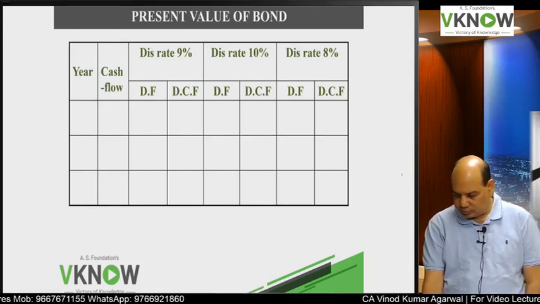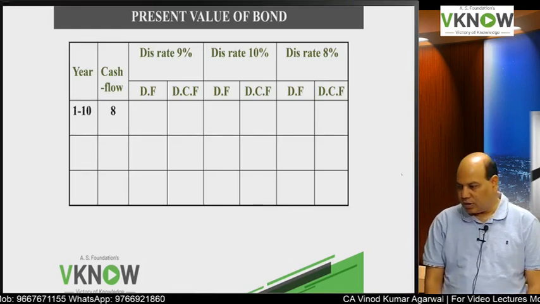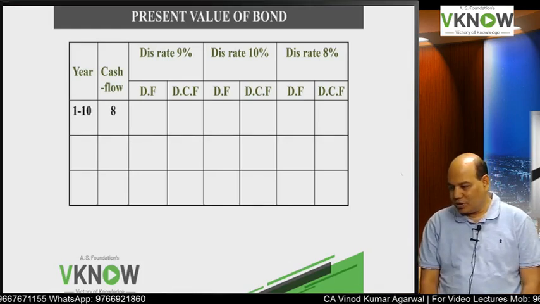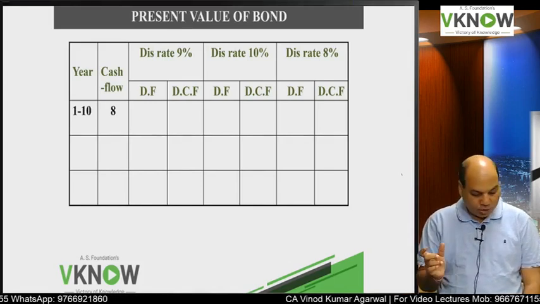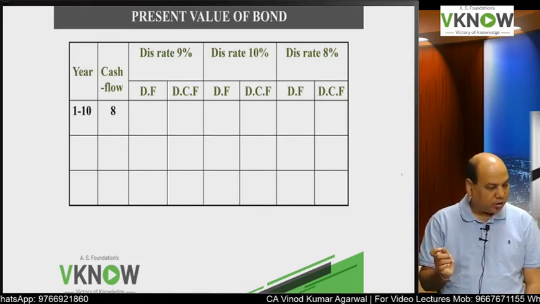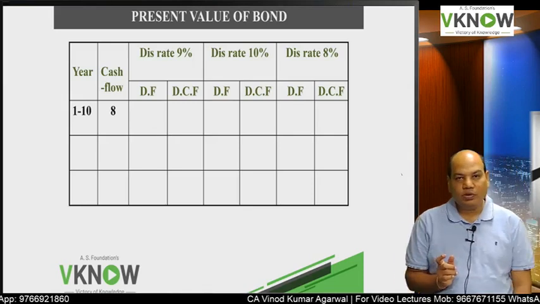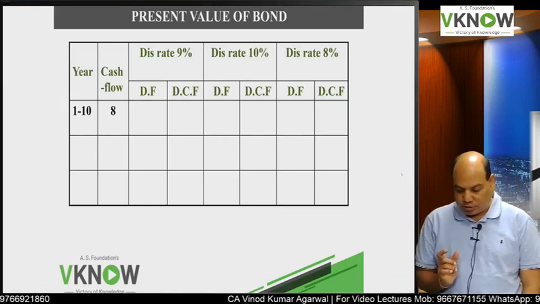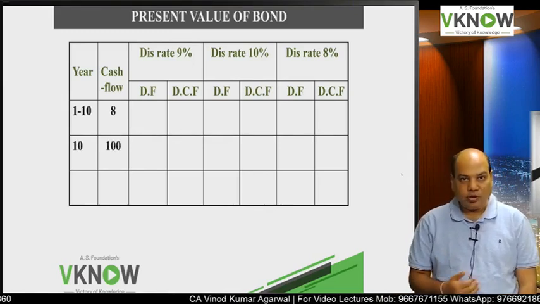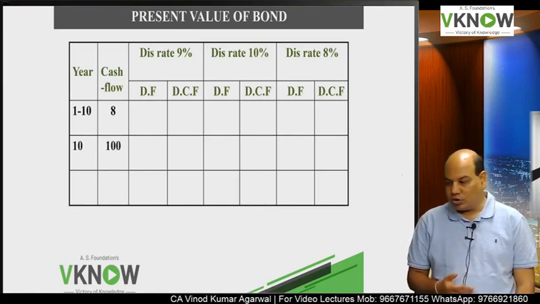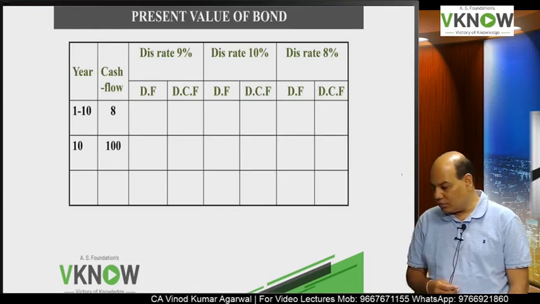So write 1-10, the bond has 10-year life. Coupon will be 8% of 100, 8 rupees. And year 10, redemption value 100 rupees. So just use your calculator a little fast.